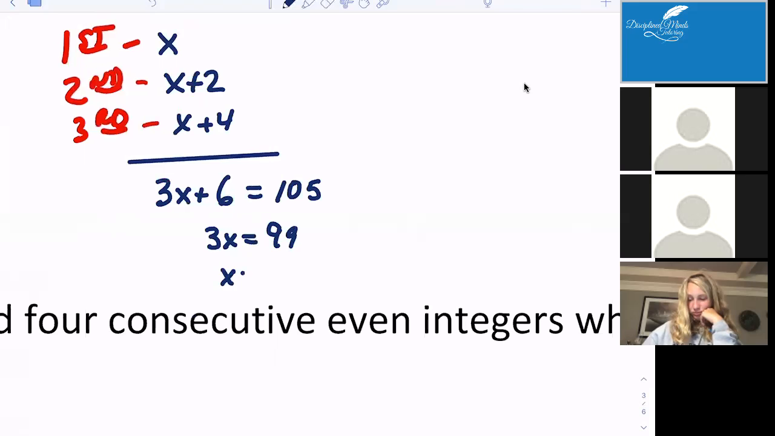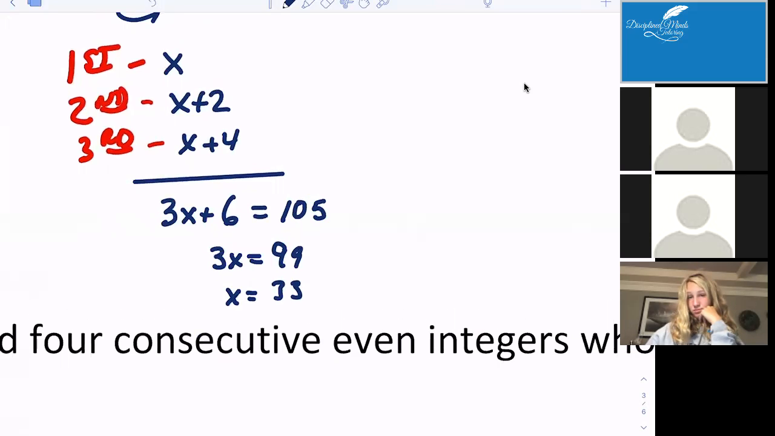99. So x had to be what? 33. Now notice I didn't put minus 6 and minus 6 anymore, and I didn't put divided by 3 and divided by 3, because at this stage you should be able to see that better now. So what is the first number? 33. The first number is indeed 33.